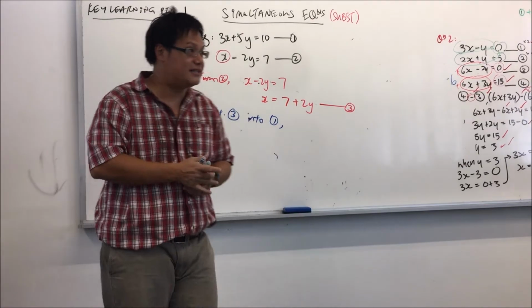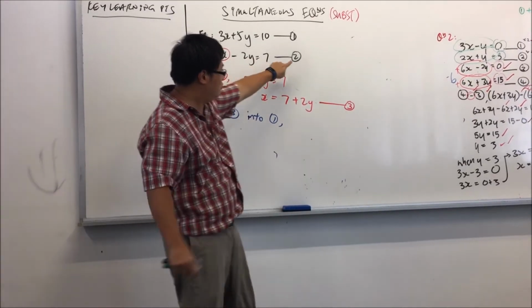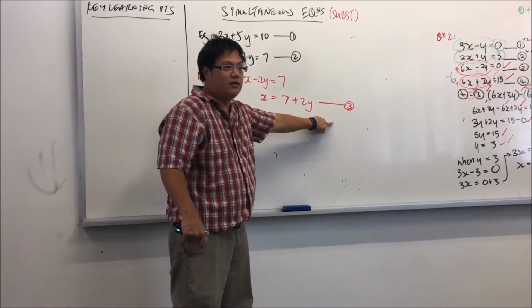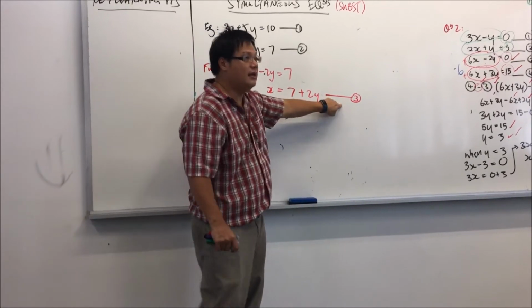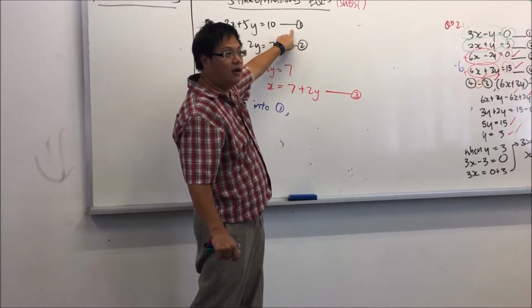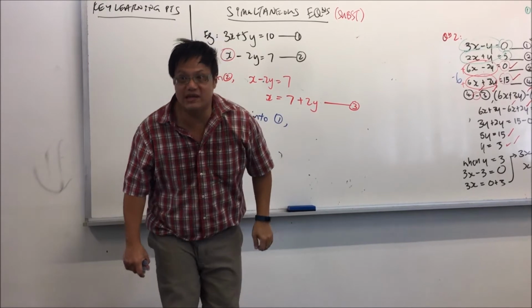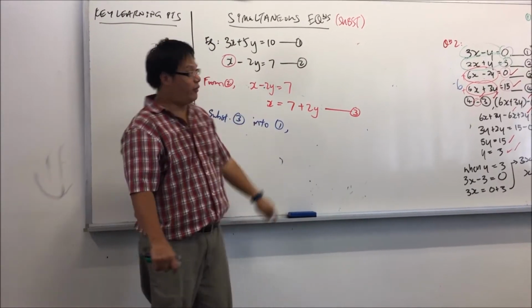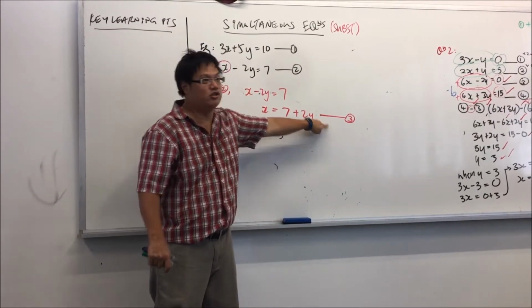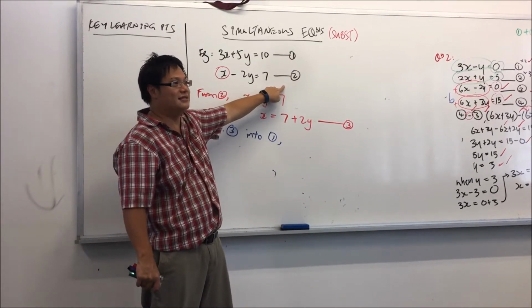Okay, watch now. I say again. From equation 2, we formed equation 3. So common sense tells you equation 3 must be substituted into equation 1. Don't ever do something that is crazy. What do I mean by crazy? Equation 2 forms equation 3, and equation 3 is plugged back into equation 2. That is the silliest thing.